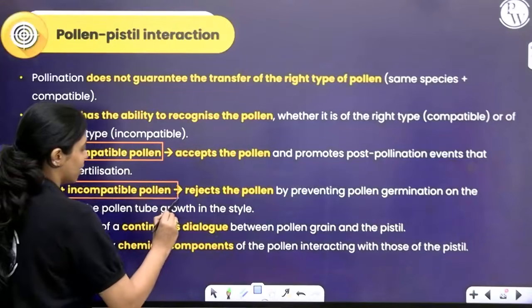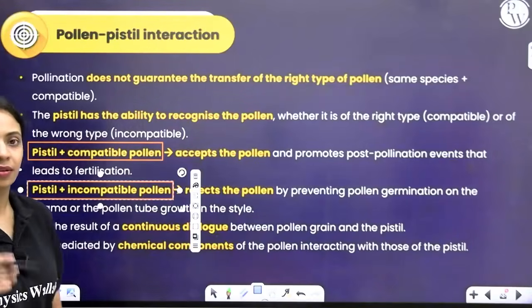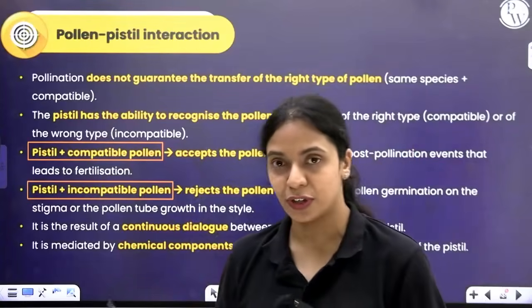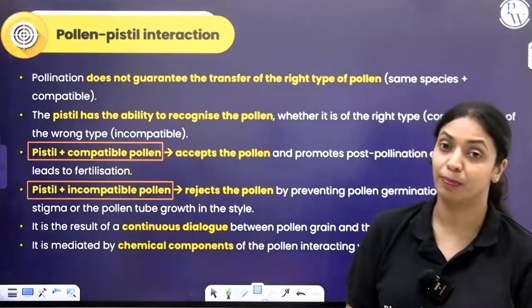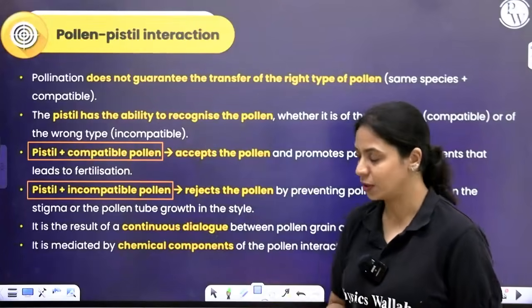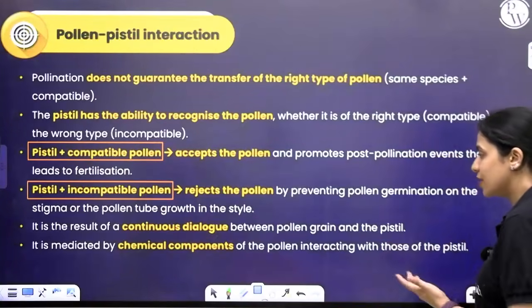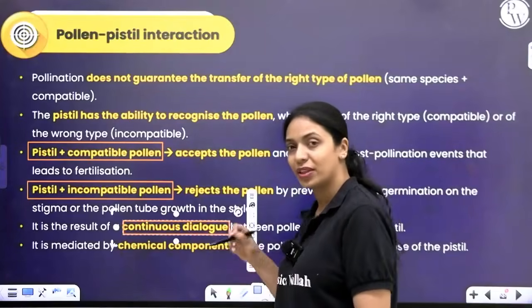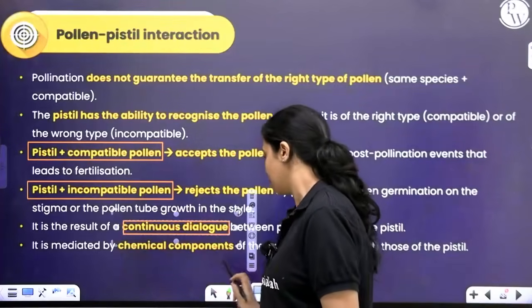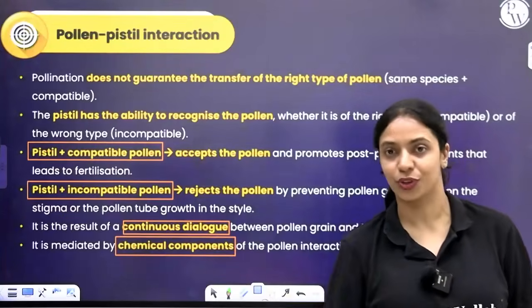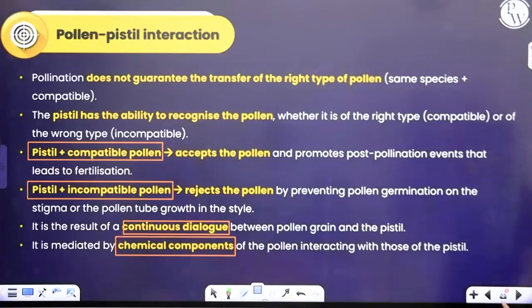If the pollen that falls on it is not compatible because it's of a different species or because of self-incompatibility, then it will reject that pollen and not allow it to form the pollen tube. So how does this happen? It happens because of a continuous dialogue that occurs between the pollen grain and the stigma by the chemical components that are present on the surface of both these. Okay.